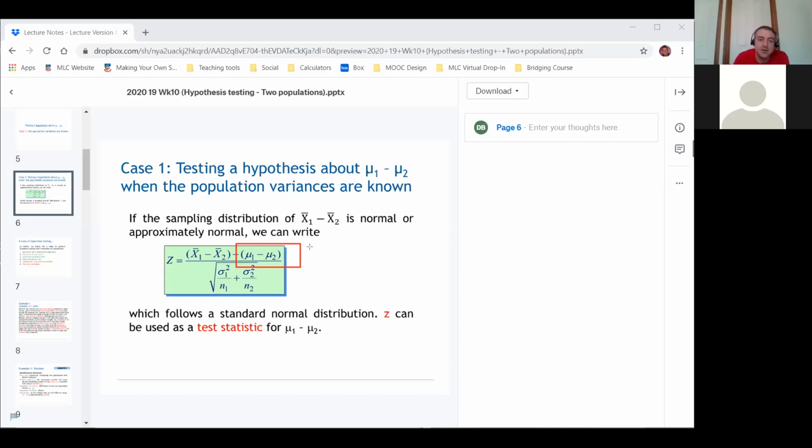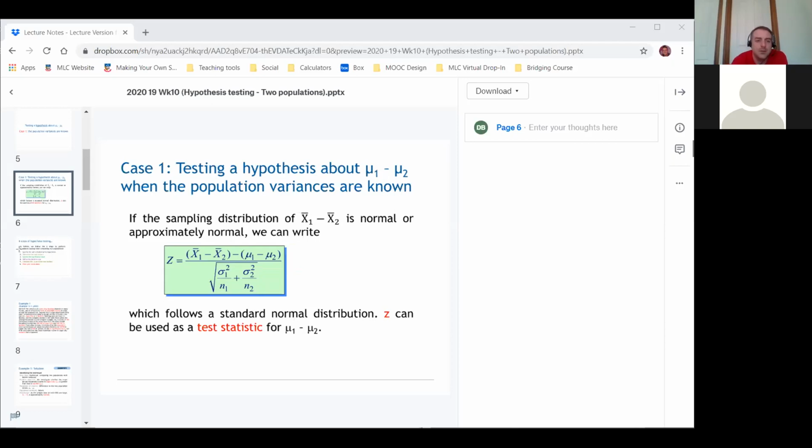So let me just read this. X1 bar would be the sample mean from the first group. X2 bar would be the sample mean from the second group. Mu1 will be the population mean from the first population. Mu2 is the population mean from the second population. This would be the standard deviation from the first group, first population. This would be the size of the sample for the first sample, and then the same for the second.